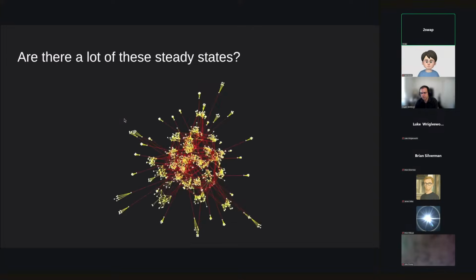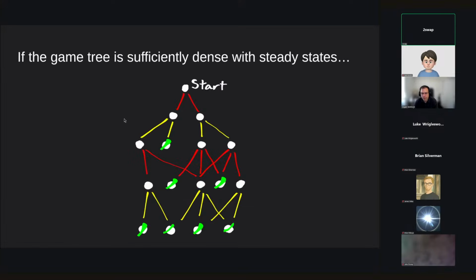However, as I sort of mentioned earlier, if we can identify enough of these steady states, then we can cap an opening book by these steady states, and thereby we can construct this really small opening book that satisfies all the goals of this project.